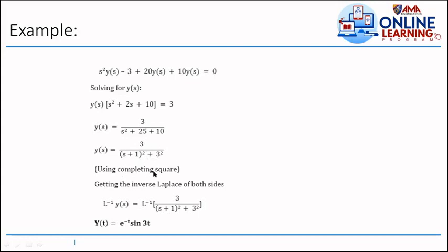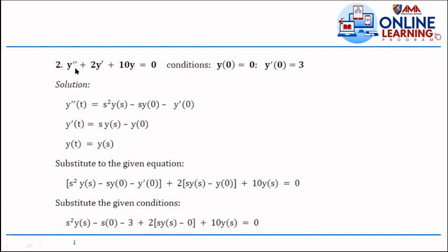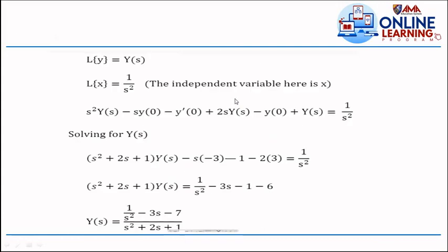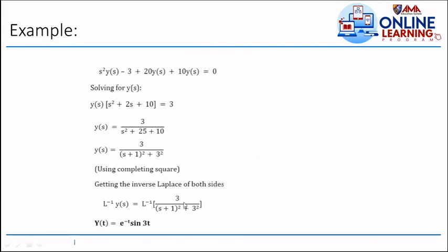Okay? So using completing the square, getting the inverse Laplace transform of both sides. So inverse Laplace transform of Y(s) is equal to L negative 1 of 3 all over (s plus 1) squared plus 3 squared. Okay? So if you're going to look at our formula, that is the same as e raised to negative t sine multiplied by 3t. Okay? So by this time, hindi na po natin nilagay doon, dahil ang given dito is already in terms of y function. Nandun sa dulo yung x na variable natin. Okay? So, if you're going to simplify it further, then you're going to have a final answer of e raised to negative t sine multiplied by 3t.